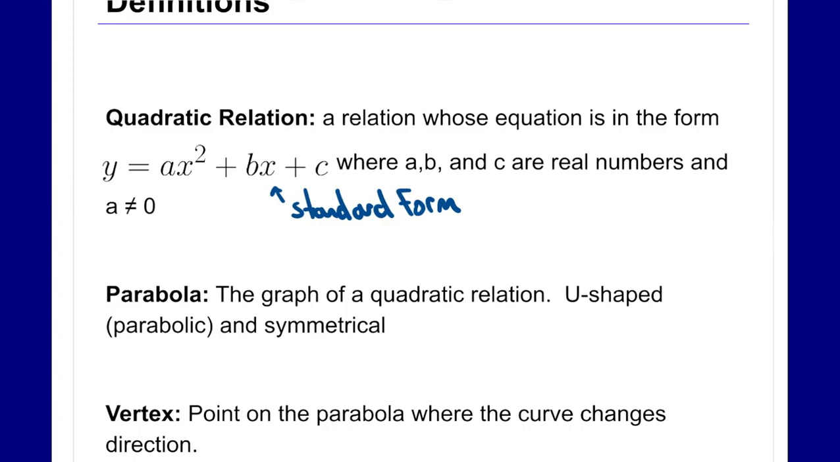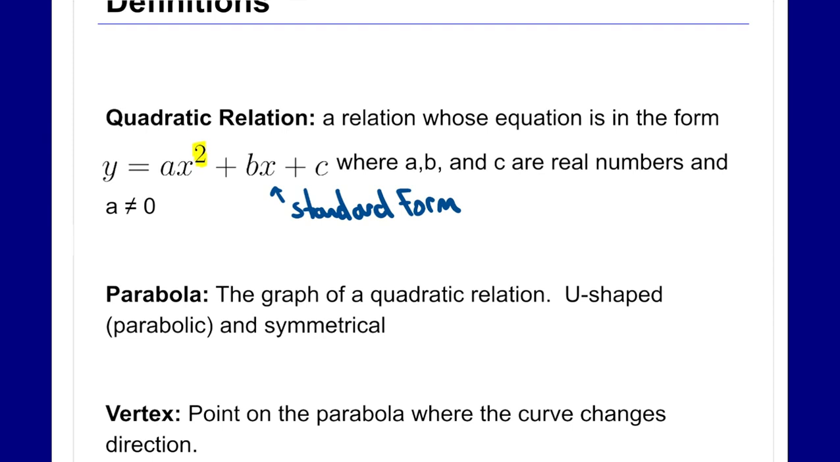The key thing that stands out that makes this a quadratic is going to be this squared. So when we have an equation that has an x squared, that should be a key indicator of a quadratic relation. Now this quadratic relation forms a specific type of shape, a shape that we call a parabola. So a parabola is the graph of a quadratic relation.